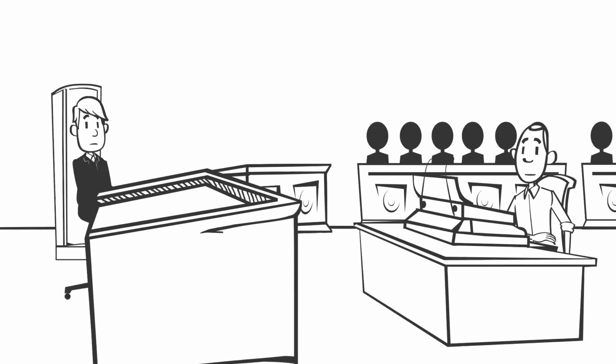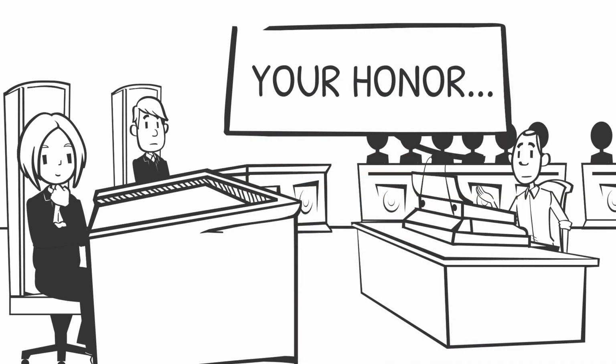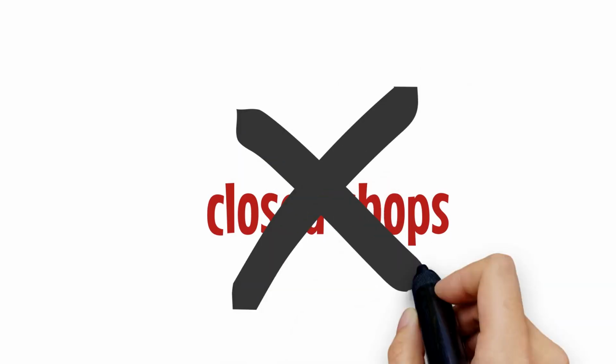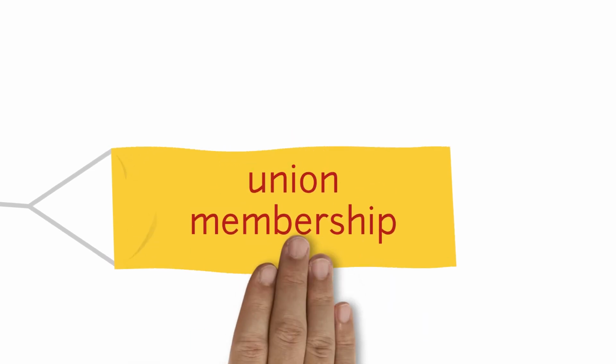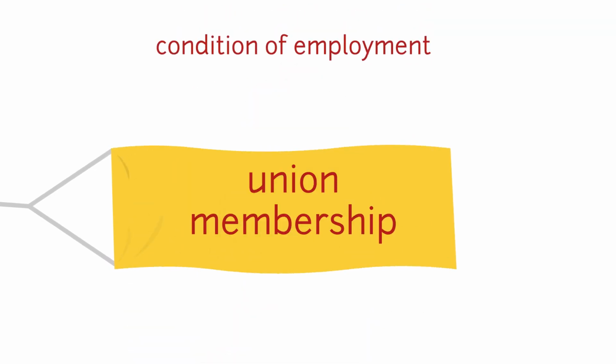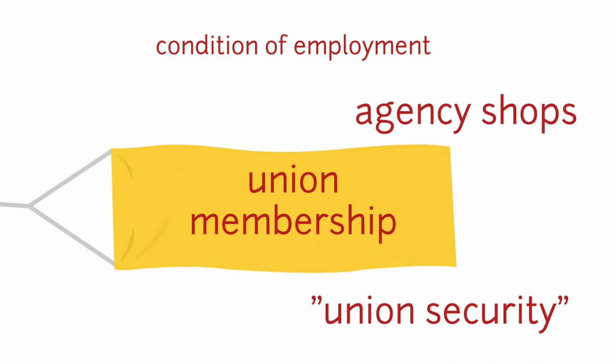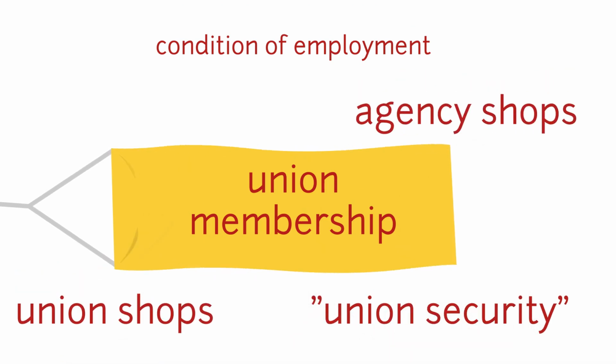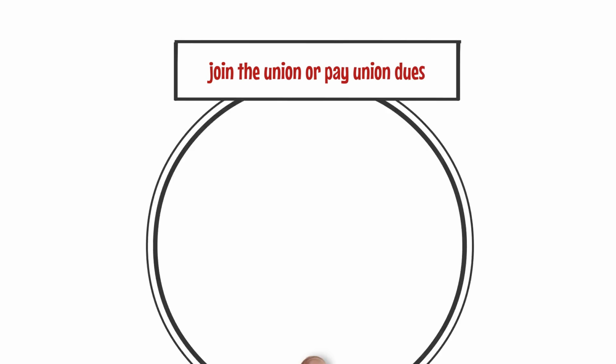This criticism led to significant labor law reforms in the United States, such as the Taft-Hartley Act of 1947, which restricted the use of closed shops. Under this legislation, employers cannot require union membership as a condition of employment but can still establish union security arrangements, such as agency shops or union shops, where employees must either join the union or pay union dues.